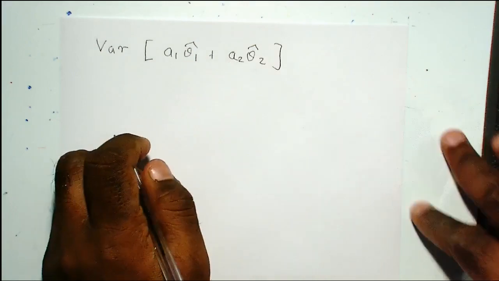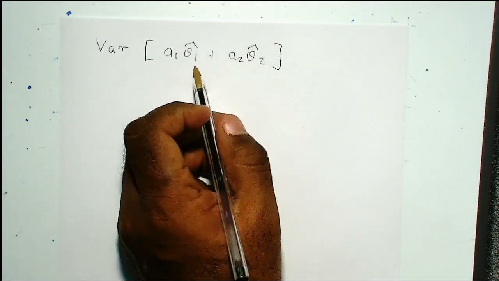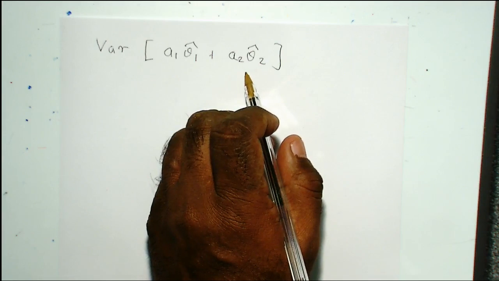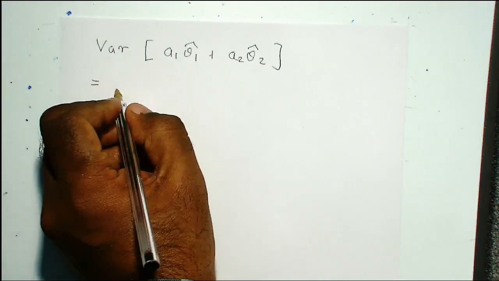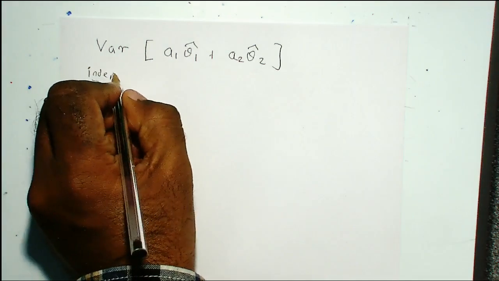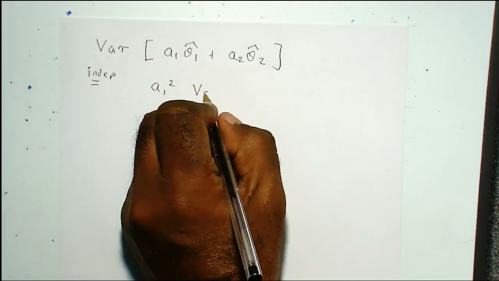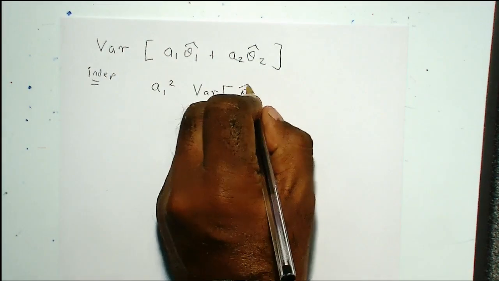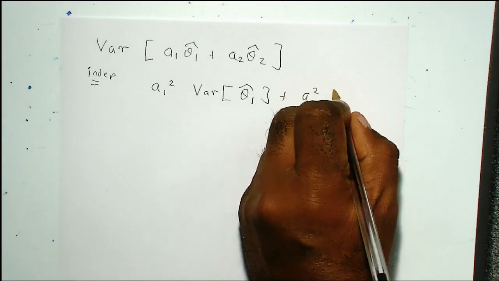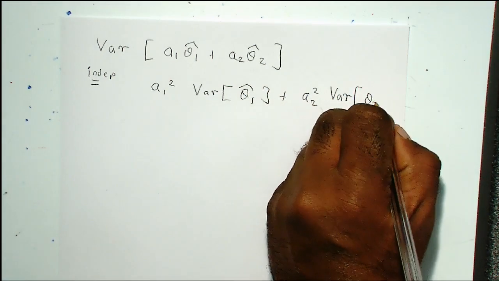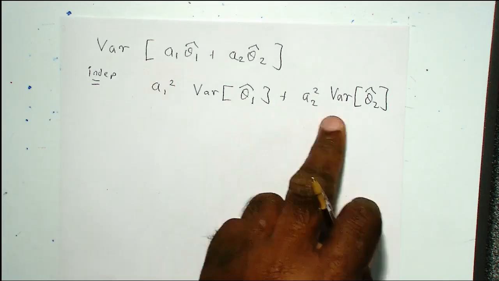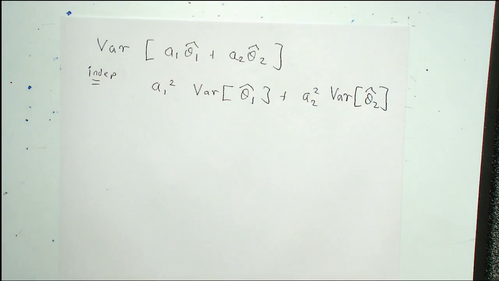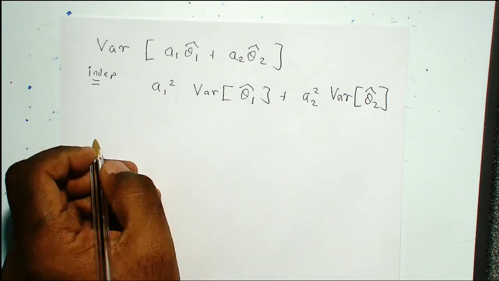Of this estimator, right? Now we are told that theta 1 hat and theta 2 hat are independent estimators. If you read the question, guys, it says here that theta 1 hat and theta 2 hat are independent. Therefore, using independence, you can write this as A1 squared times the variance of theta 1 hat plus A2 squared times the variance of theta 2 hat. You see how I get it, right? Using independence, and A1 and A2 are constants, so when you take them outside, you have to square them, right?